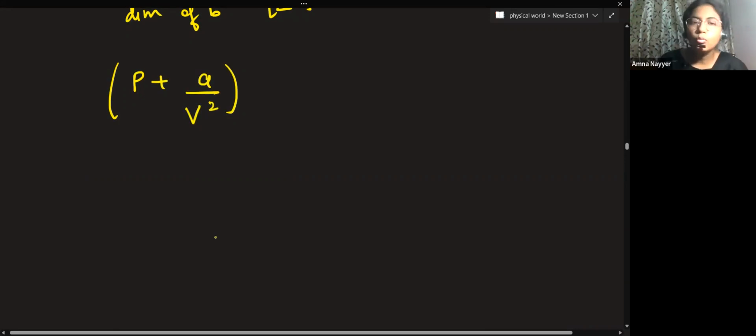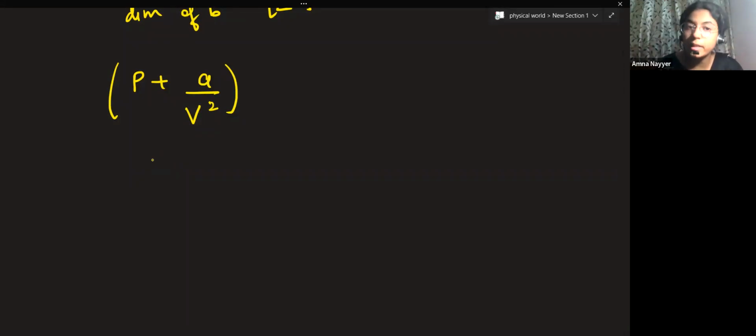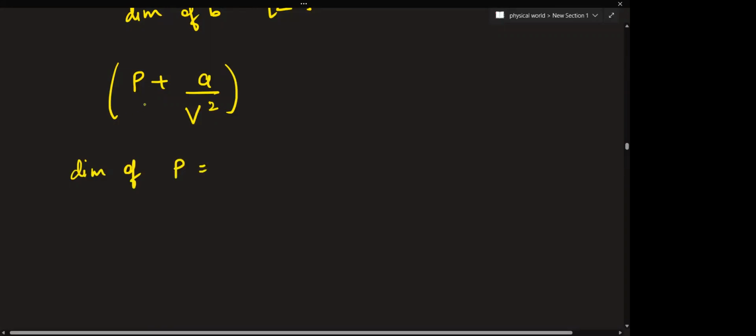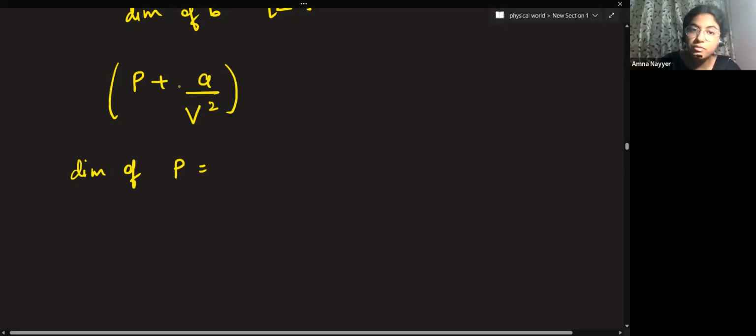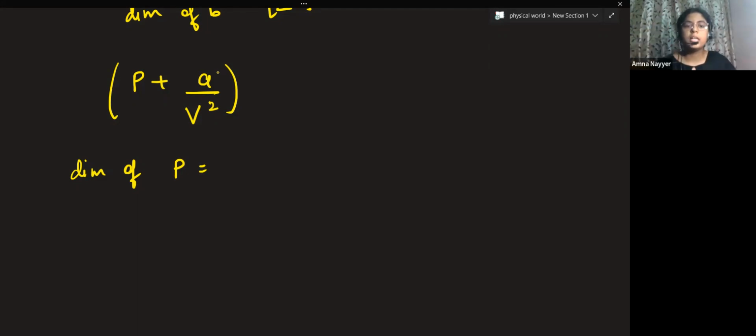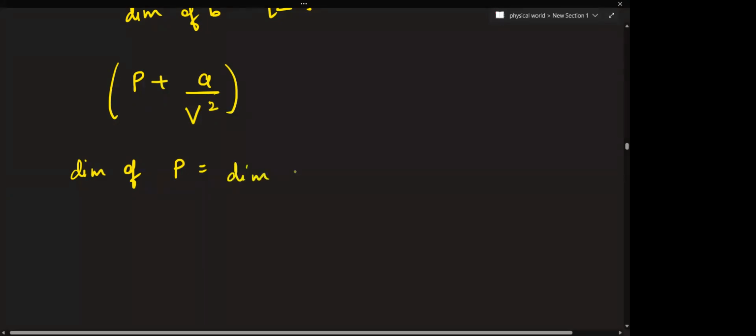Now see, whatever terms are there between the operations of addition and subtraction, I've told you that they have the same formula. That's why they are getting added or subtracted. If the dimension of P is something, this will be equal to the dimension of this whole term, A by V square. Then only we are able to add A by V square plus P. Yes or no? Yes, ma'am.